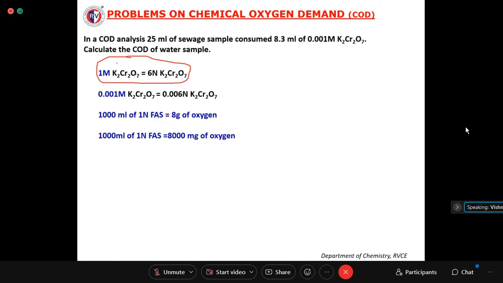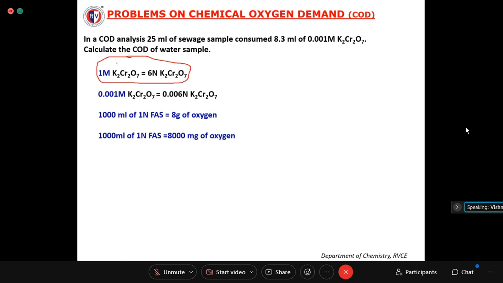This is your usual formula of your COD. Okay, 1000 ml of 1 normal FAS is equal to 8 gram of oxygen. Why is it so? Because 1000 ml of 1 normal FAS is its molecular weight, correct, 8 gram its molecular weight. It contains the same Avogadro number of particles. Correct. That's why 1000 ml of 1 normal FAS is equal to 8 gram of oxygen.